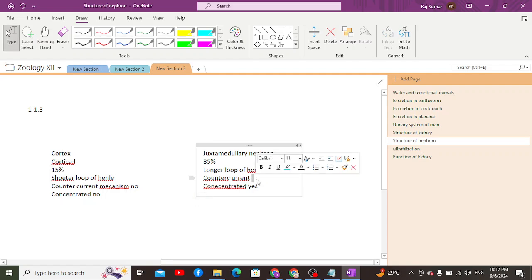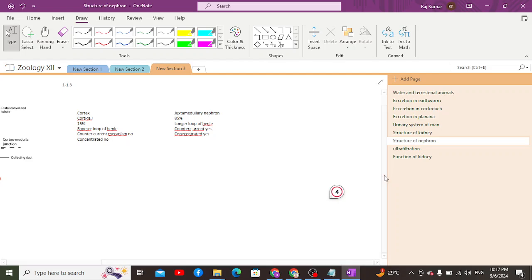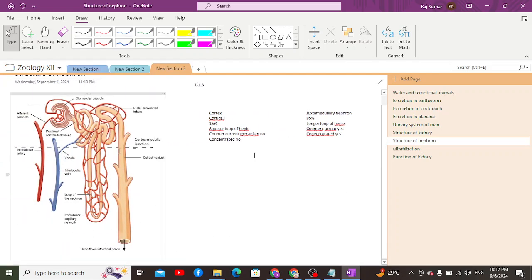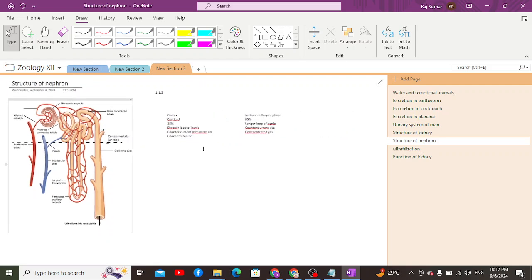On the other side, if we just talk about what the nephron is divided into, a nephron is basically divided into two major structures. Nephron has two parts. Number one part is the renal corpuscle. Number two part is the renal tubules.